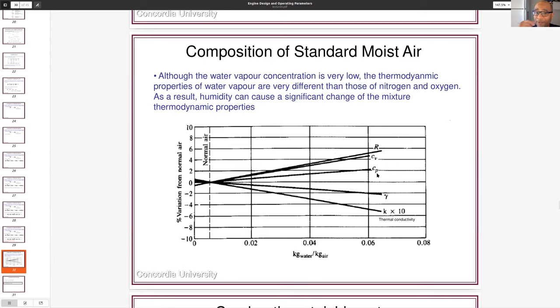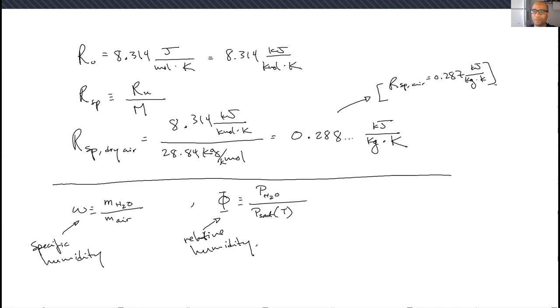CV and CP, right? These show up in our heat balances to get what our temperatures are going to be, and we find that CV can vary by 4 to 5% as it's getting more and more wet. And gamma is actually, here it says gamma, but it's what we've called K throughout this class. This is the adiabatic constant, CP over CV. And as you can see, this can go down by 2%. And K is the thermal conductivity, so that can also vary by almost 6%. So there's not a factor of two, but there's a sizable variation of different quantities that are of much importance in our calculations as we add moisture to our substance, to our air, to our oxidizer.